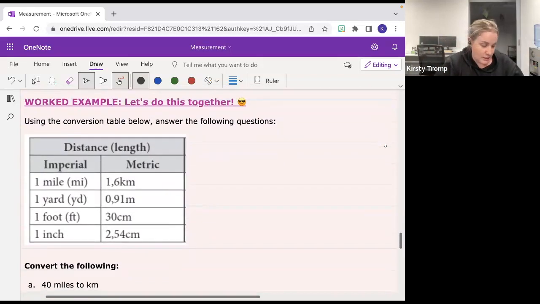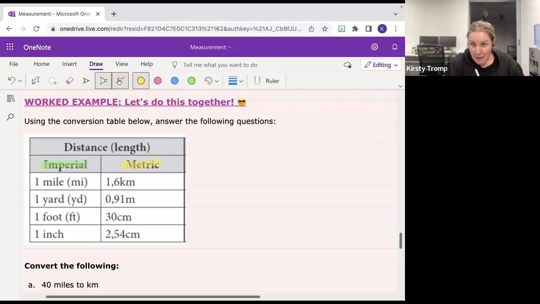Let's have a look. Using the conversion table below, answer the following questions. Always good to make sure you understand what's going on in the table. On the left-hand side of the table, we've got the imperial system, like what happens in America. On the right-hand side of the table is the metric system, how we measure things in South Africa.